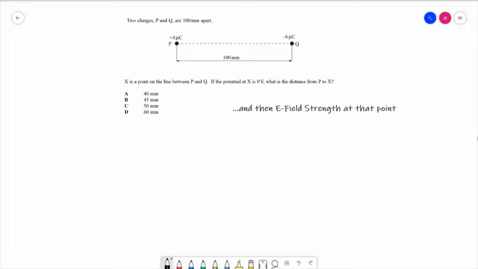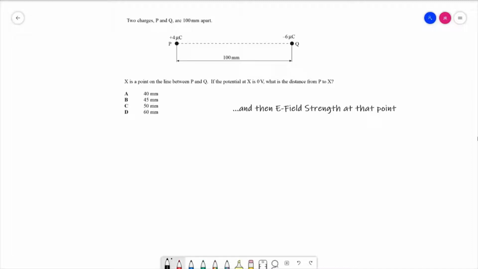So if you have a quick look, two charges P and Q are 100 millimeters apart. X is a point on the line between P and Q. If the potential at X is 0 volts, what is the distance from P to X? And you can see this was a multiple choice question, and we'll work out which one of those is the correct answer. What we're also going to do, just to show you a difference in our mathematical approach, is we are going to also work out what the electric field strength at that point is, once we've determined exactly where this point X is going to be.